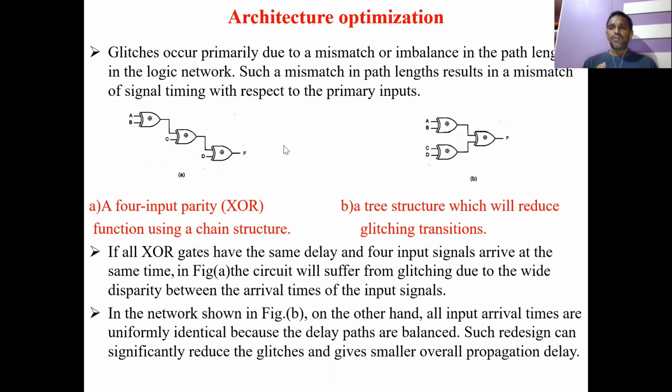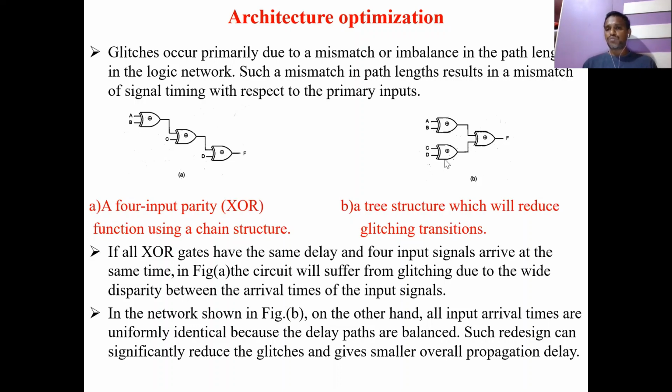We can modify or change our structure to avoid this switching activity and, at the same time, these glitches. Glitches occur primarily due to mismatch or imbalance in the path lengths in the logic network. Path length is this: if you compare these two, A and B will be obtained at the same time and C is also obtained at the same time, but here the input for this gate cannot be obtained, so the path length is more here, but here the path length is very less.